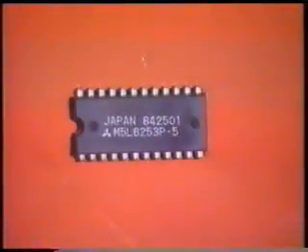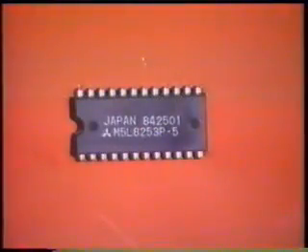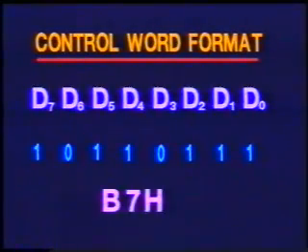As a programming example, let us consider the problem of dividing a 10 kHz clock by 10 to provide a 1 kHz square wave output. To select counter number 2, loading a 16-bit count, mode 3 operation and BCD count, the control word format works out to 10110111, that is B7H.